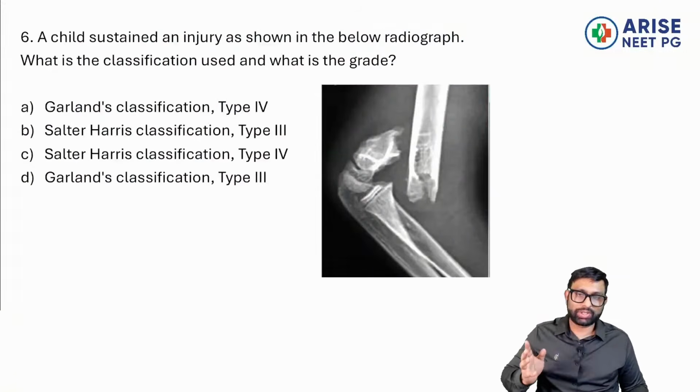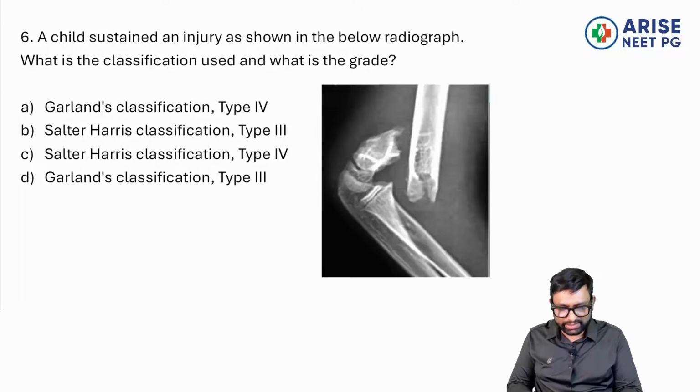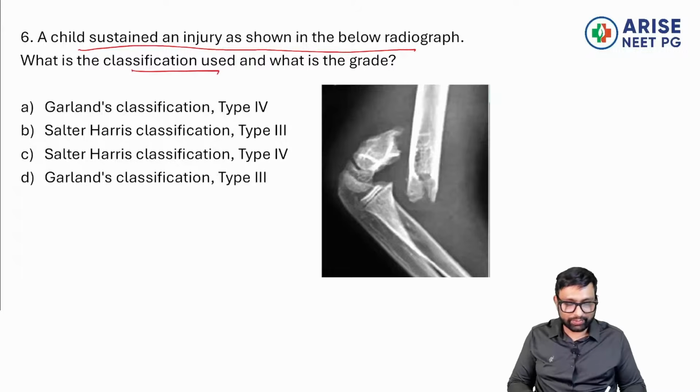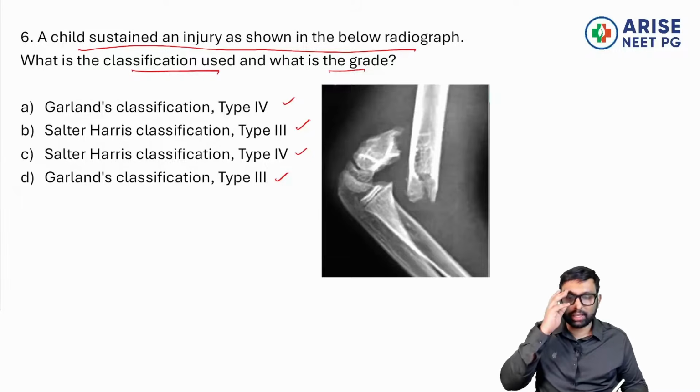Now let's go into question number 6. Another important concept in trauma. A child sustained an injury as shown in the below radiograph. What is the classification used and what is the grade? Is it Gartland's classification type 4? Is it Gartland's classification type 3? Is it Salter-Harris classification type 3? Is it Salter-Harris classification type 4?